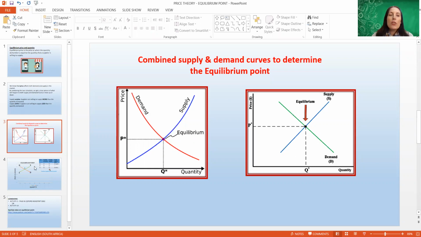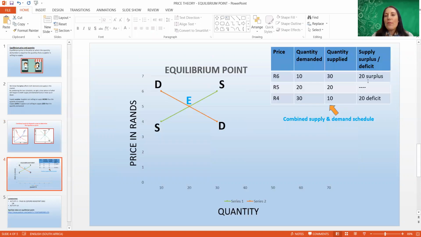Right, so let's go back to our Twiggles example from last time. Just going to move Lesego down a little bit so that we can see here. Okay, so now we have a combined supply and demand schedule in order for us to draw these two curves onto one graph. So let's have a look. First of all, here's my pricing: 6 Rand, 5 Rand, and 4 Rand. And remember, we spoke about, hopefully you can see it on this photo, the Twiggles chips.